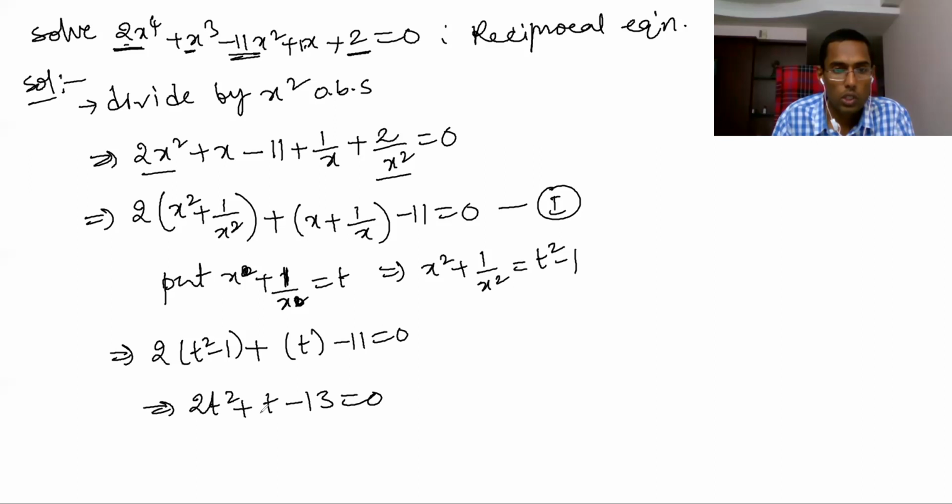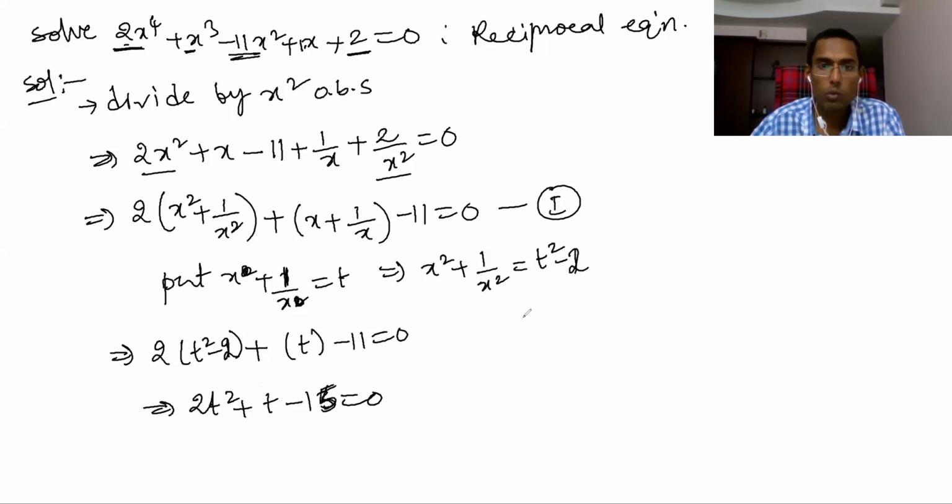Okay, here if you take x plus 1 by x as t, then squaring on both sides, this is x square plus 1 by x square plus 2ab, you know, this is 2, and this becomes 2, and this becomes what? This is minus 4 minus 11, minus 15.